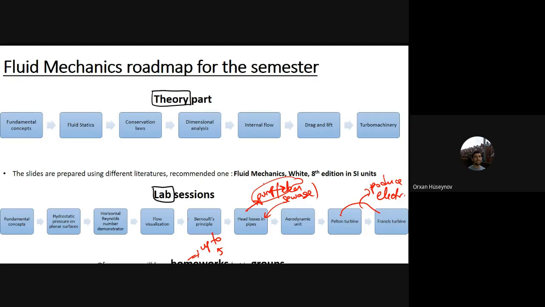At the end, this is the planning for the semester. We hope that we can finish all of the chapters and all of the lab sessions as well as homeworks, but it is planning. As I said, it is planning. There can be more or less, but we are hoping to finish all of them.